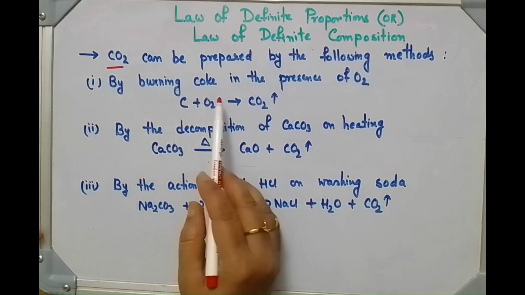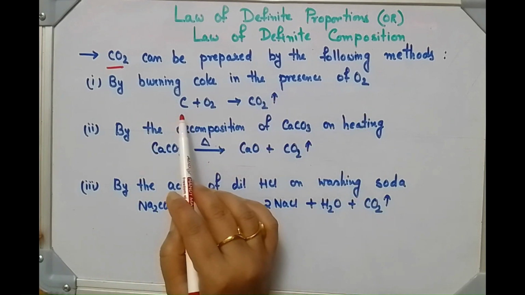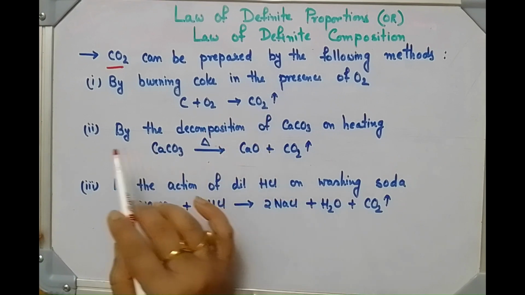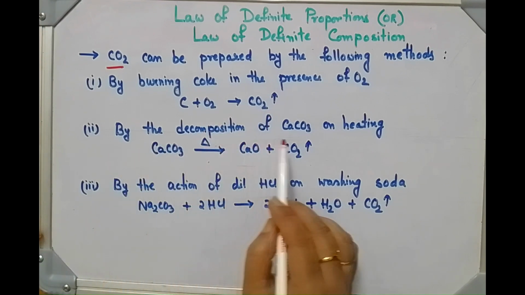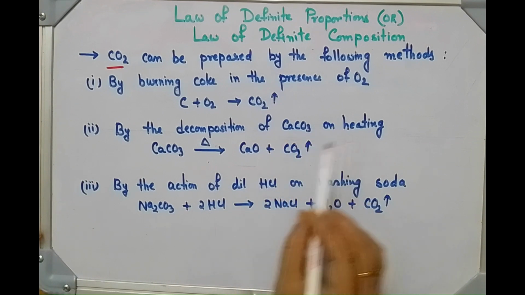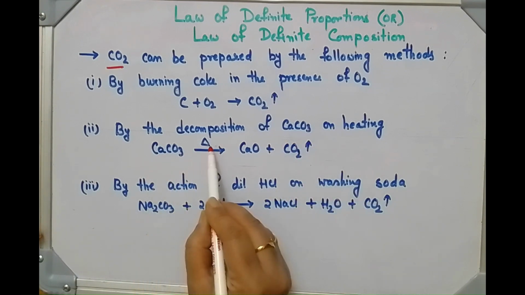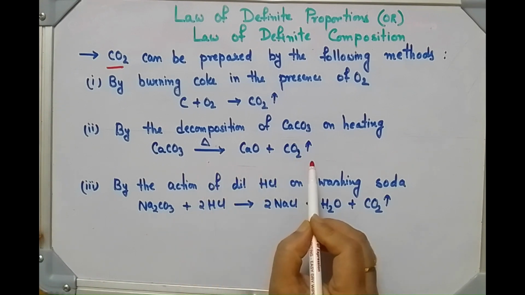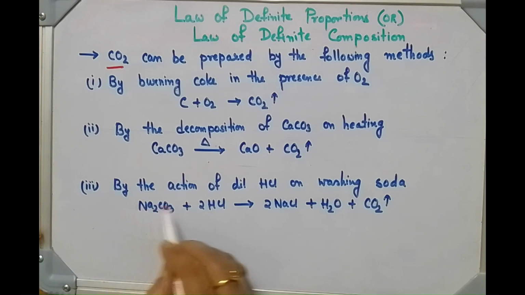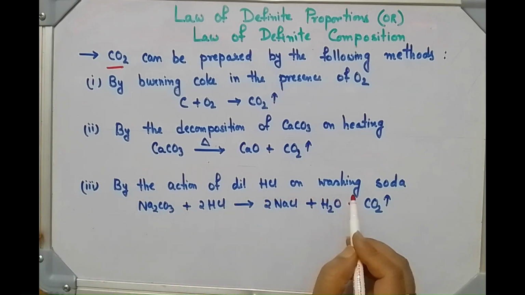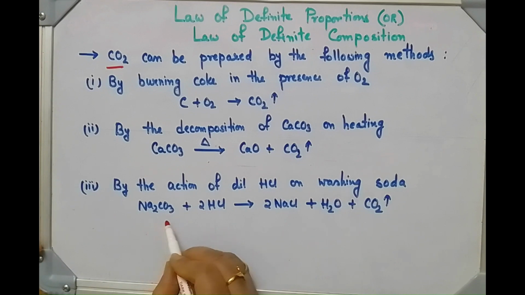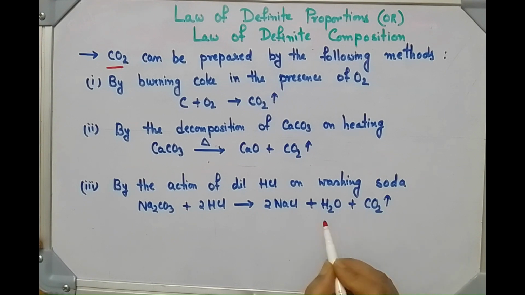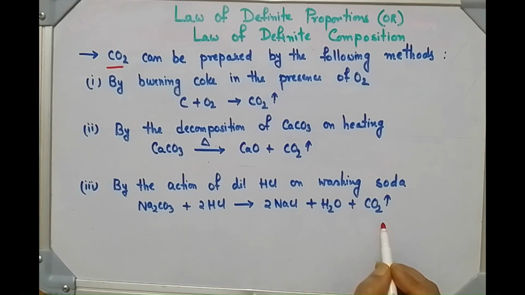Number 1, by burning coke in the presence of oxygen. This is coke, plus oxygen, we are getting carbon dioxide. Or number 2 method, by the decomposition of calcium carbonate on heating. So this is calcium carbonate, this is heating symbol. We are getting calcium oxide and carbon dioxide. And by third method, by the action of dilute hydrochloric acid on washing soda. This is sodium carbonate or washing soda plus HCl. We are getting NaCl plus water plus carbon dioxide.